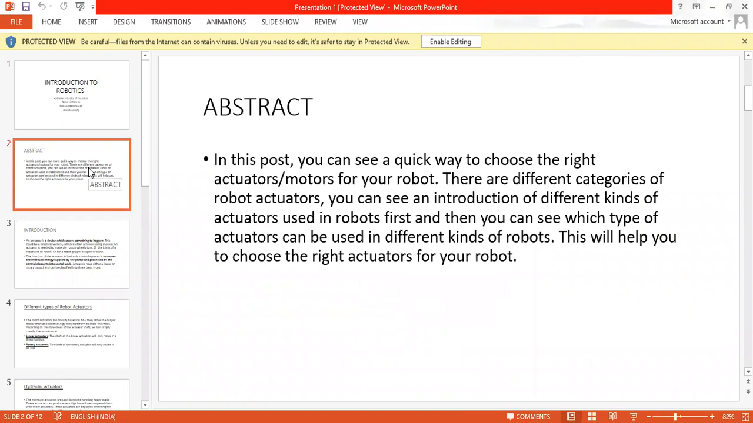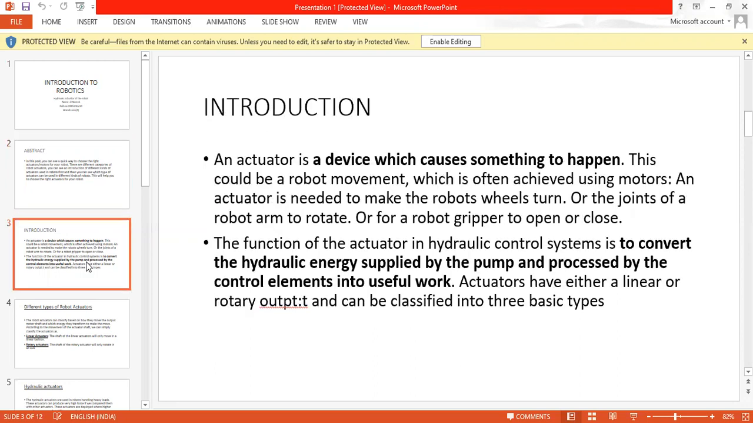In this slide, we can see the quick way to choose the right actuator or the motors for your robot. There are different categories of the robot actuators. You can see an introduction of different kinds of actuators used in the robots first, and then you can see which type of actuator can be used in different kinds of robots. This will help you to choose the right actuators for your robot. Let's turn to the introduction first.